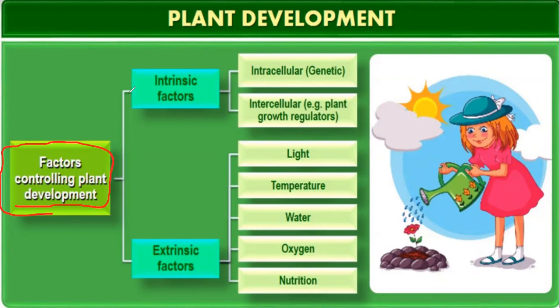Okay, there are certain factors. The first one is the intrinsic factors, and the second one is the extrinsic factors. Intrinsic factors include what? Intercellular or genetic factors, then plant growth regulators. Very important. Why is it important? Because our next lecture will be all about the different plant growth regulators.